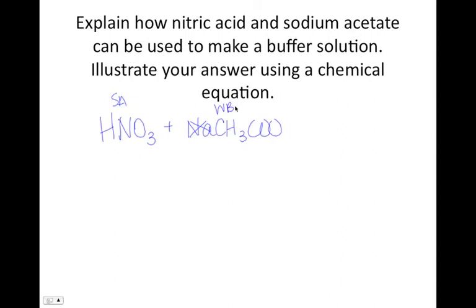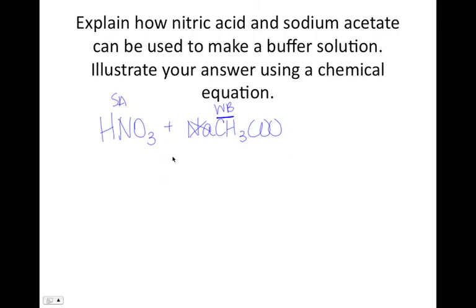So how can we use nitric acid and sodium acetate to make a buffer solution? Well, when you have a strong acid and a weak base, to make a buffer solution, you need to make sure that you have an excess of the weak base. So you would say, make a solution containing an excess of the sodium acetate and a little bit of the nitric acid, and you would end up with a buffer solution.